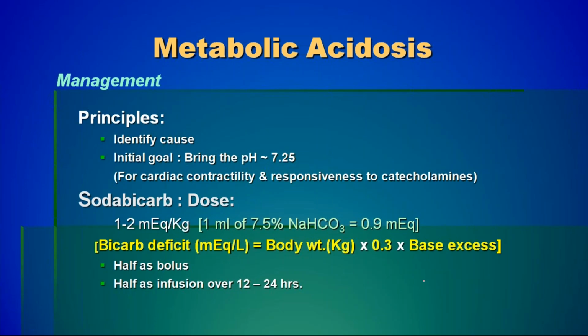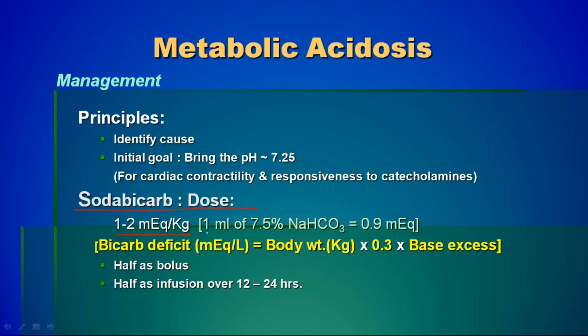And how do you manage? Again, attend to the principal cause. Bring the pH to around or above 7.25 always, because below 7.2 is very dangerous. The cardiac contractility and responsiveness to catecholamines suffer below 7.2. That's why, for making the body respond to medications, it should be above 7.25. Here, in metabolic acidosis, you can give soda bicarbonate. Sodium bicarbonate comes in the metabolic acidosis management. Dose is 1 to 2 milliequivalent per kg.